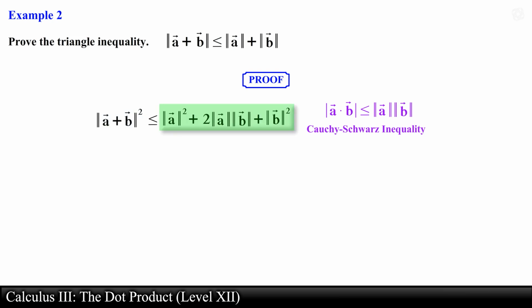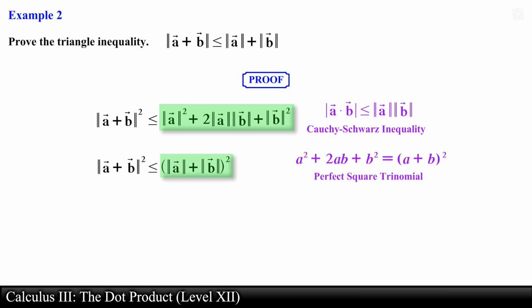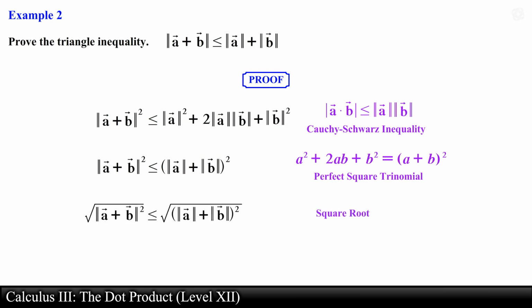We just need to rewrite the right side of the inequality. Notice that the right side of the inequality has the terms that make it resemble a perfect square trinomial. So we go ahead and rewrite this expression as the quantity of the magnitude of vector A plus the magnitude of vector B squared. The last step is to take the square root of both sides. Doing that, we obtain the triangle inequality. And this ends the proof. Alright, let's go over the final example.